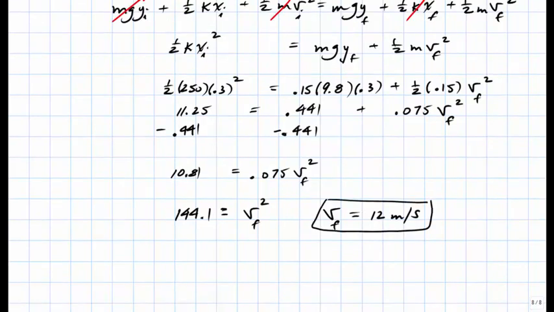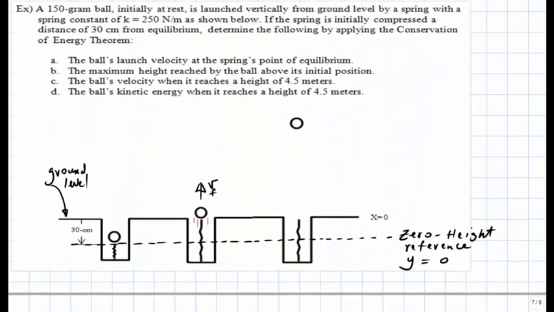Let's take a look at Part B. In Part B, we want to determine the maximum height reached by the ball above its initial position. This portion of the diagram represents the ball at its maximum height, and of course when we find the maximum height, it's the height between the zero reference and the ball at this location. It's not going to represent the distance between the ground and the ball, and that's okay.